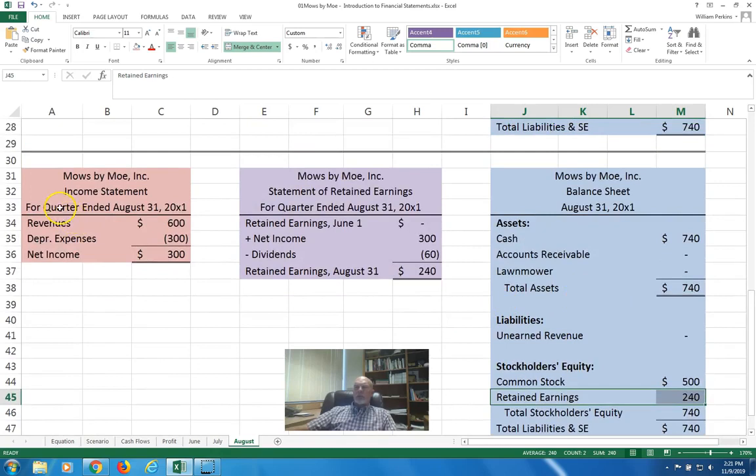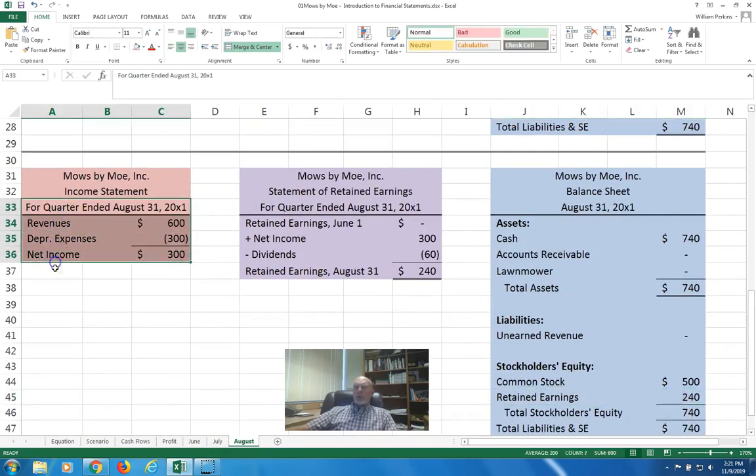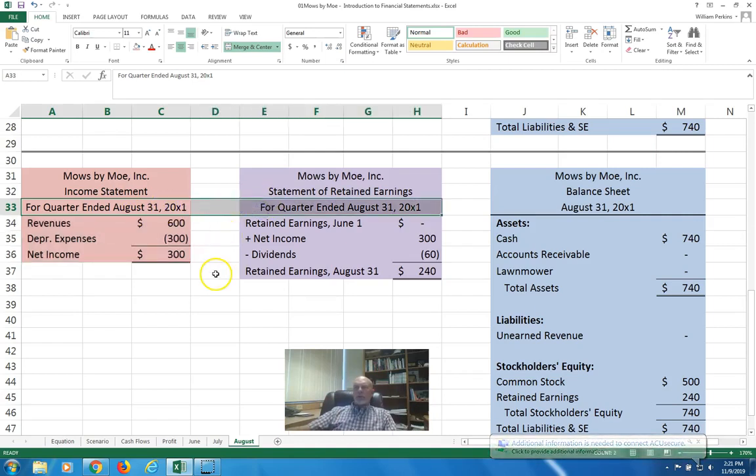But the income statement would depend on what time period you're covering. Are you covering just a month, or are you covering 2 months, or the whole summer? And the statement of retained earnings would cover the same time period as the income statement.